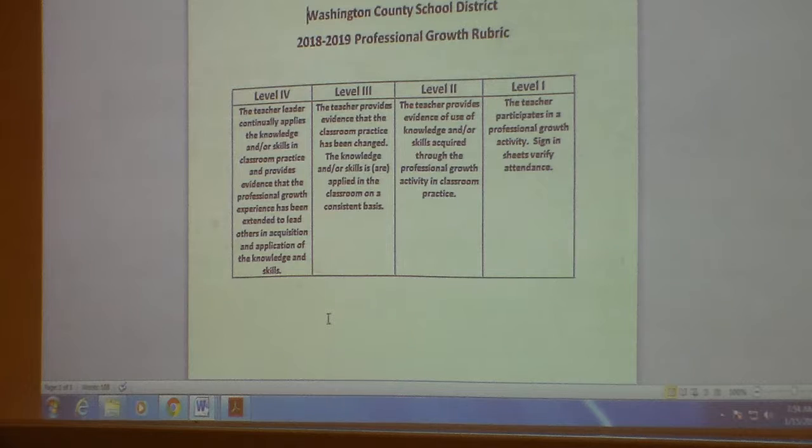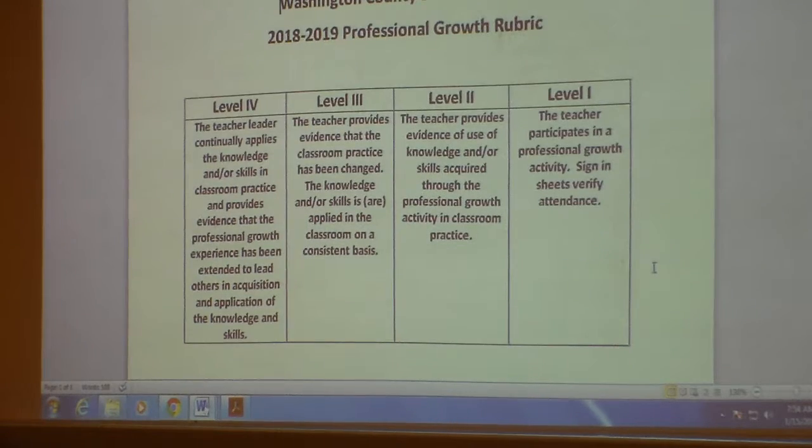This is the professional growth rubric. I know by now all of us should have our professional growth goals. This is what we decided would be our professional growth, and this is the rubric that we will follow as far as your professional growth is concerned. Any questions on professional growth? I know by now we should all have them in the platform. We should all be working towards them and putting the artifacts in there.